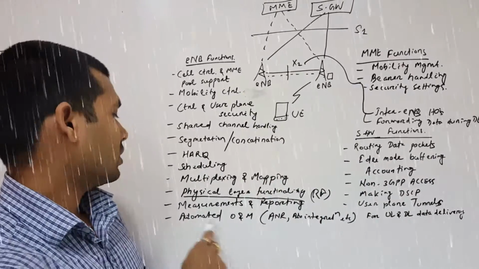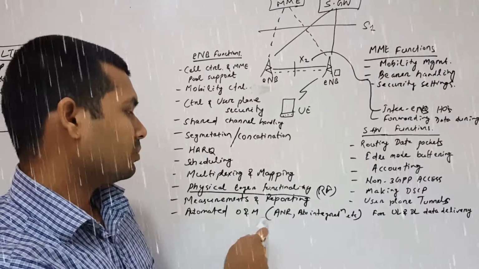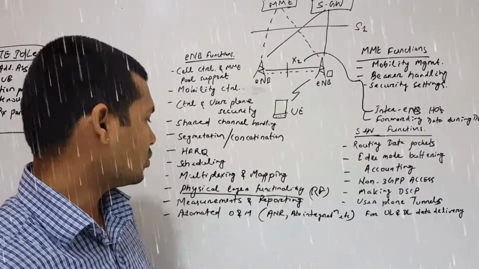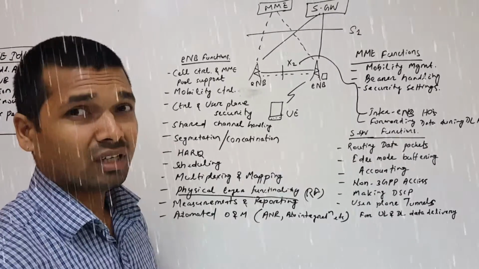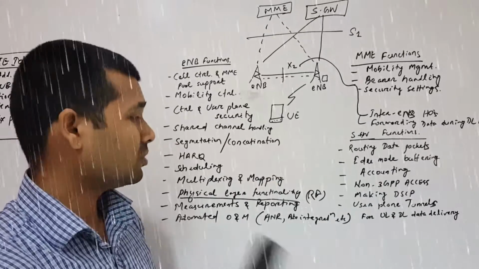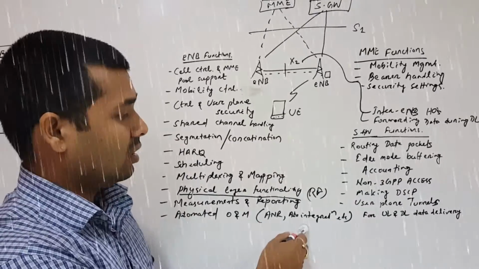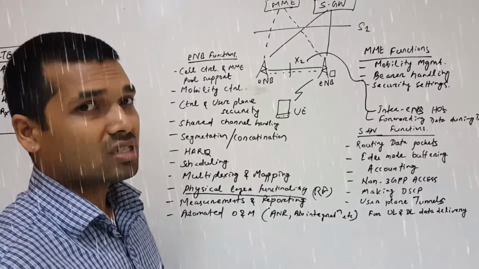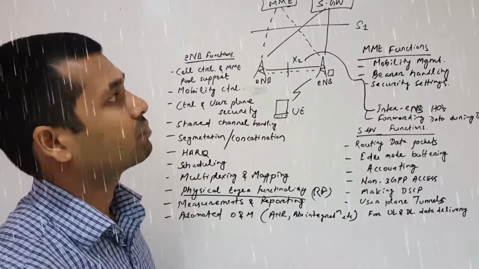handover, and automated O&M. That means in LTE we have some features which are automatically controlled by the eNodeB. That is like ANR. ANR is automated neighbor relations. Whatever neighbor relations should be added in the network, the eNodeB will automatically detect and add. And automatic integration, like once the eNodeB is connected, you can integrate it remotely. So that's why automated O&M.